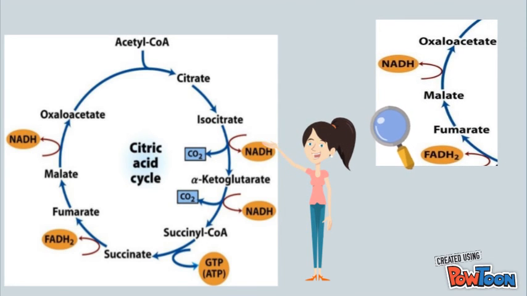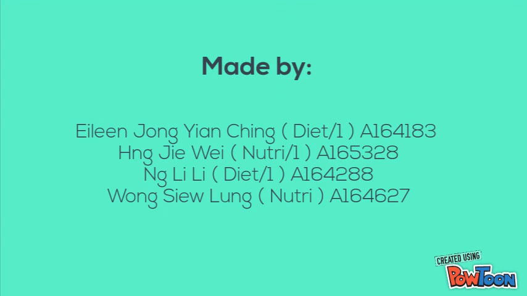Malate is oxidized by enzyme malate dehydrogenase to regenerate oxaloacetate and produce 1 molecule of NADH. The cycle is repeated.